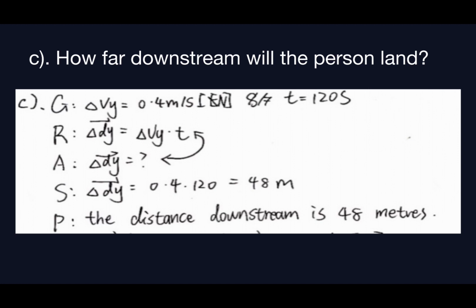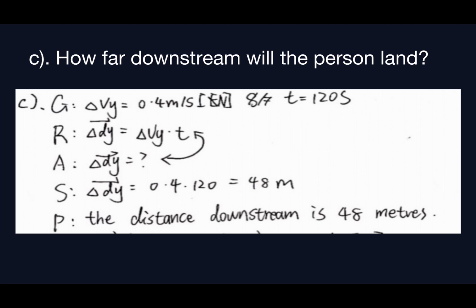The formula we need to apply is dx equals Vx times t. By substituting the values, we get dx equals 0.4 times 120, which equals 48 meters. So the distance downstream is 48 meters, pointing east.